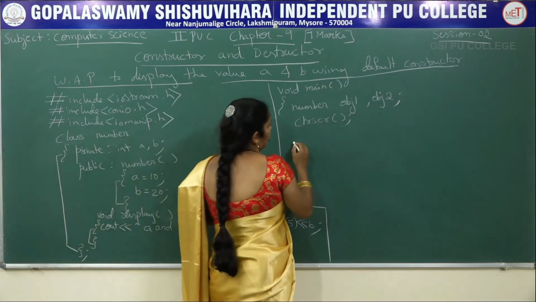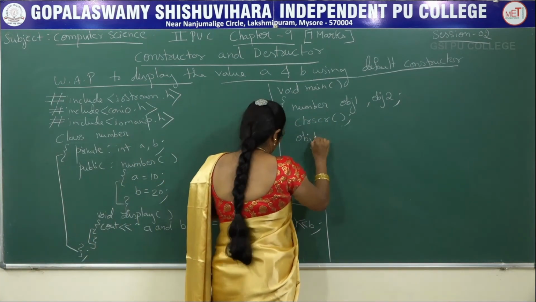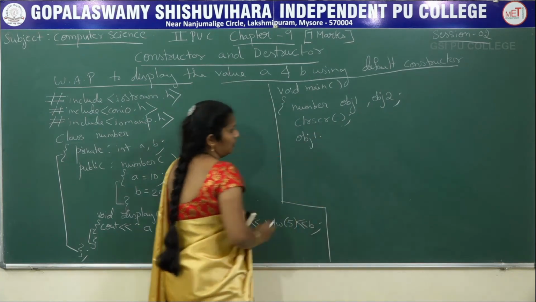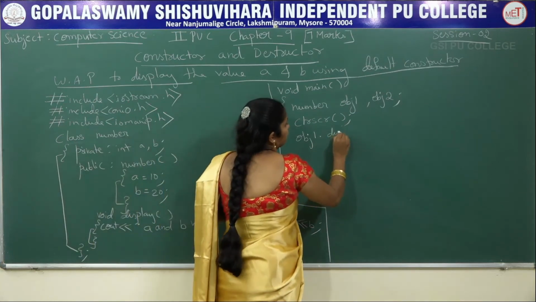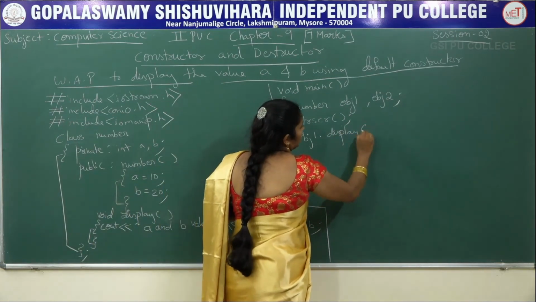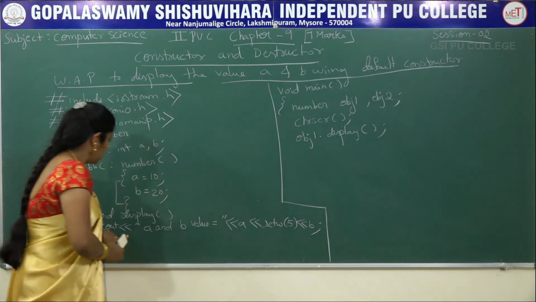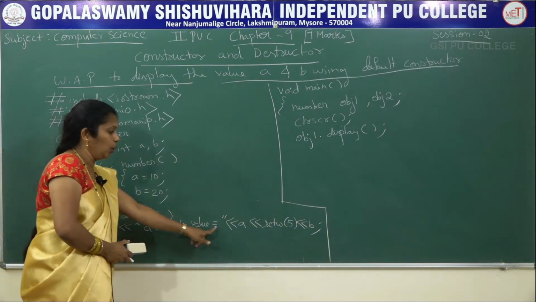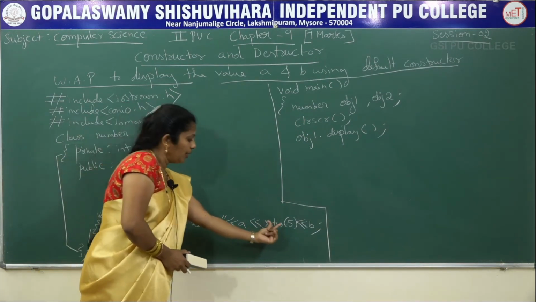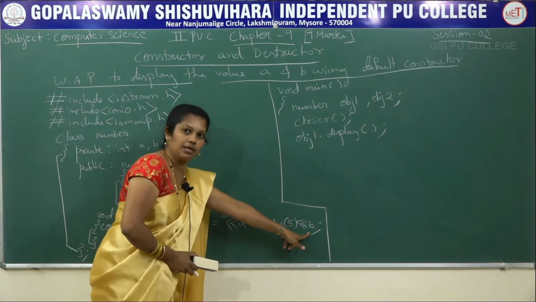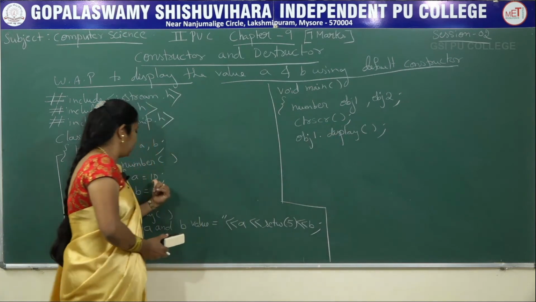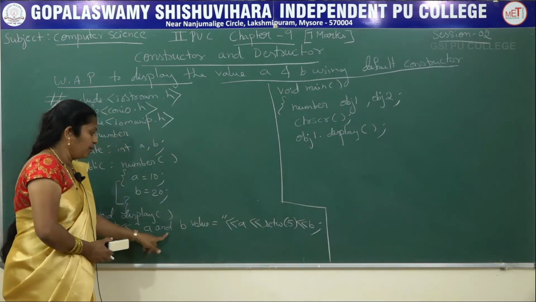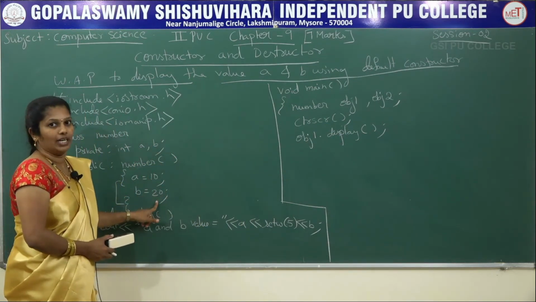Next, call the function: object 1 dot display, I'm going to call the display function. In the display function we have: display the a value, then leave 5 spaces, then display the b value. Here through object 1 I am calling the function. That means a and b values, 10 then 20, will be displayed.